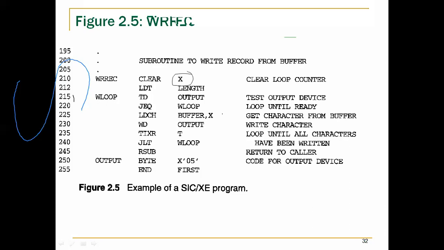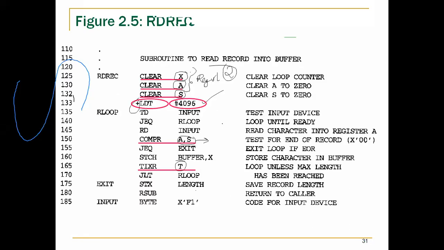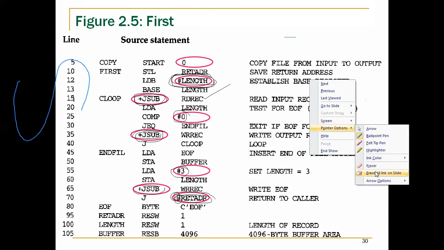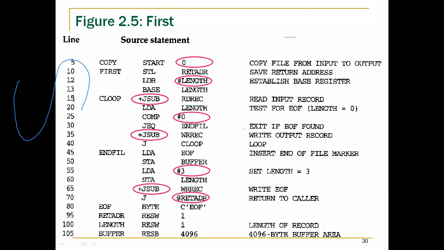Any other changes that you see here? We are using an instruction which is using indexed addressing mode, correct? TIXR T, which is a register instruction. Anything else? No, right? So these observations are very, very important: what type of instruction they are, what format it is using, and what addressing mode they are using. If you get that idea, then assembling the SIC/XE program becomes much easier.